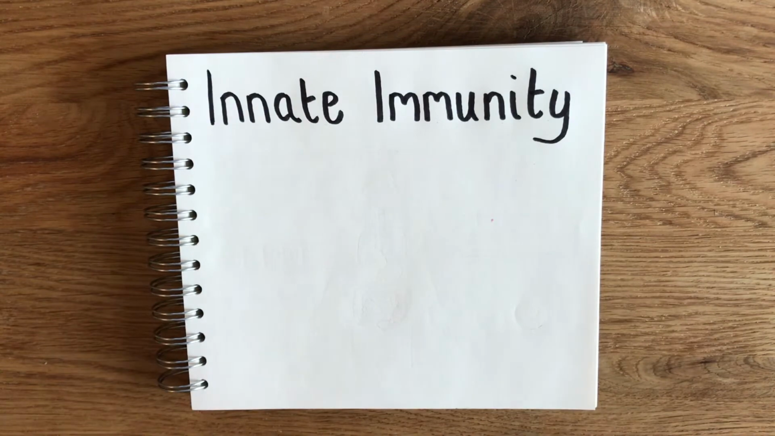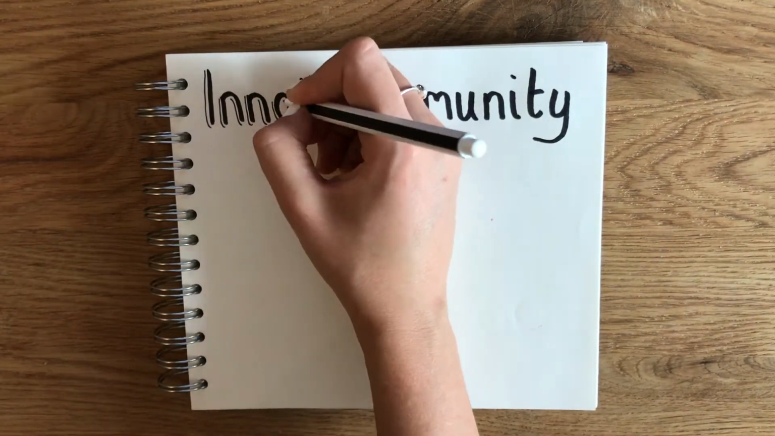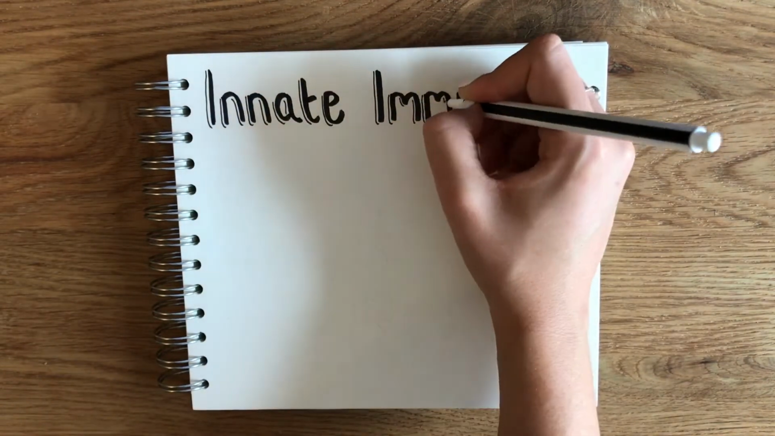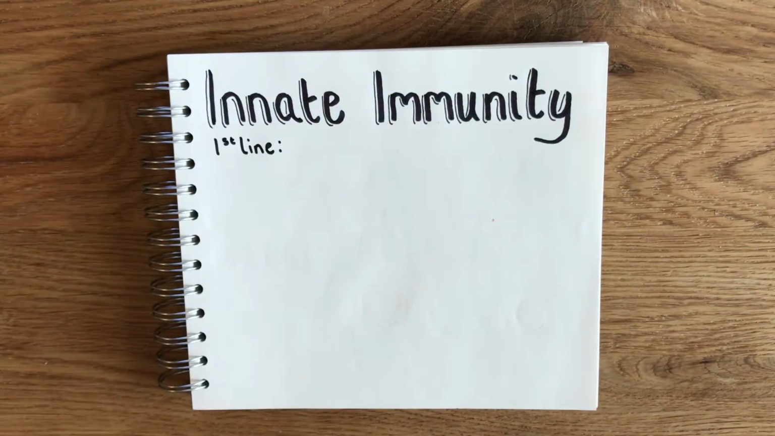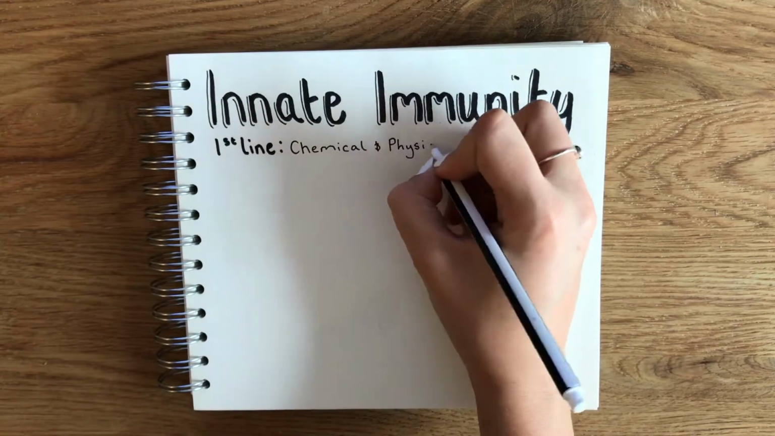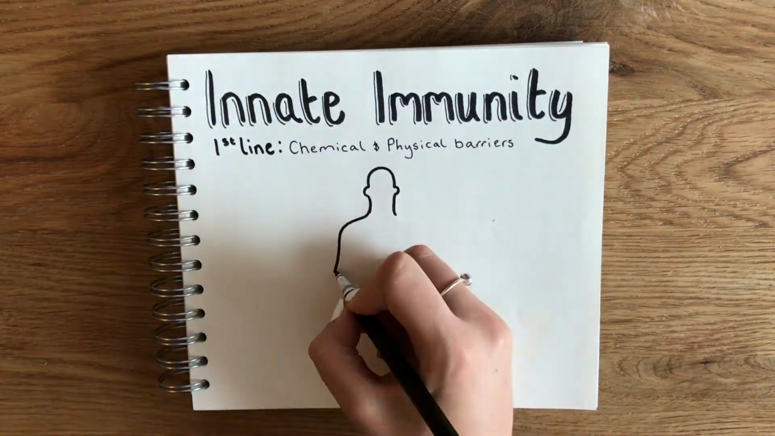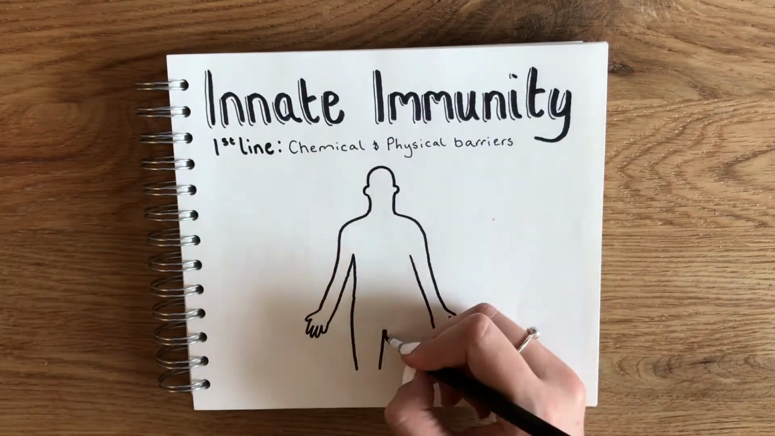The innate immune system is our body's natural defence system, and this means that it's present at birth, and it can also be referred to as the non-specific immune system, because although it can recognise the presence of non-self targets, it cannot identify specific pathogens like the adaptive immune system can.